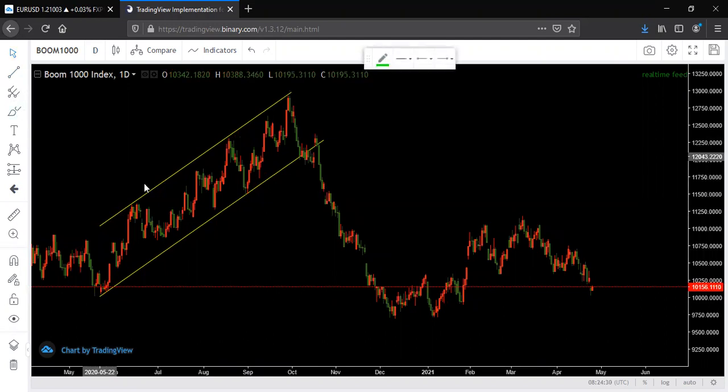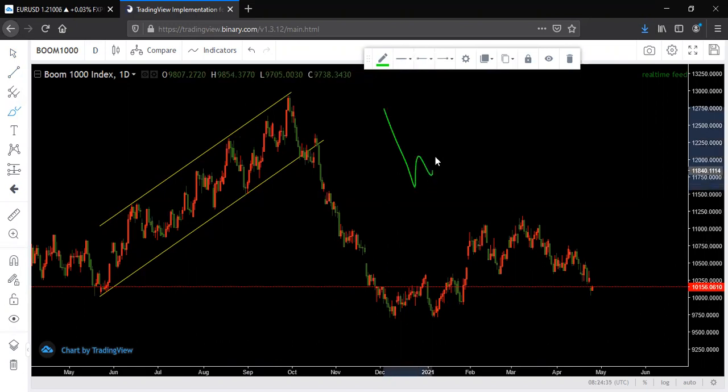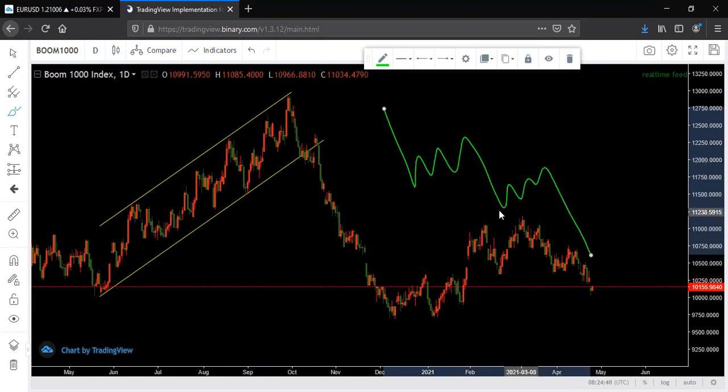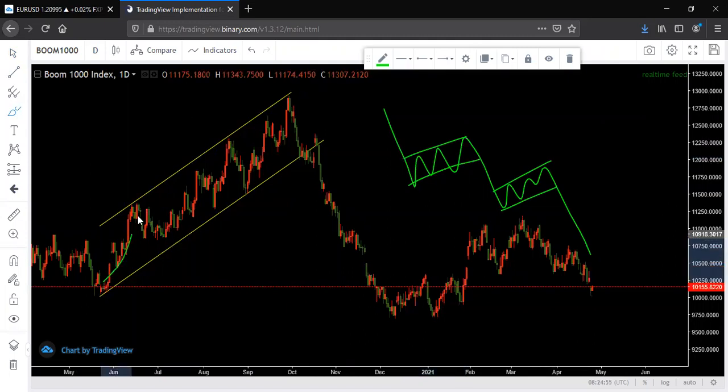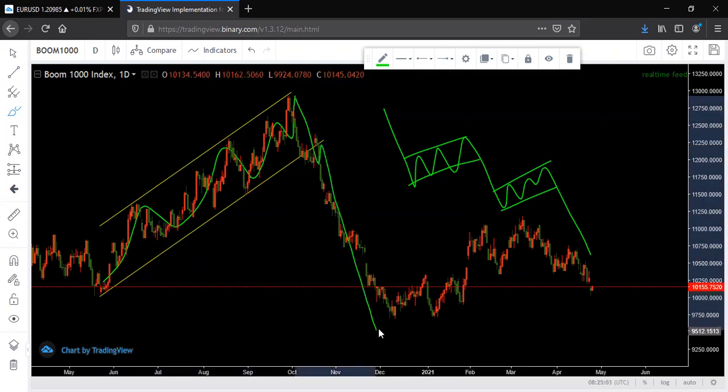As I have told you guys about the nature theory, it is impulse, correction, impulse, correction, impulse. So you see, this is the nature, guys. You always have the impulse leg, then a correction, impulse, correction, continuation. So it looks the same as this one, guys. You see, the correction goes all the way until this point, then boom to the downside. So now we are having this correction.